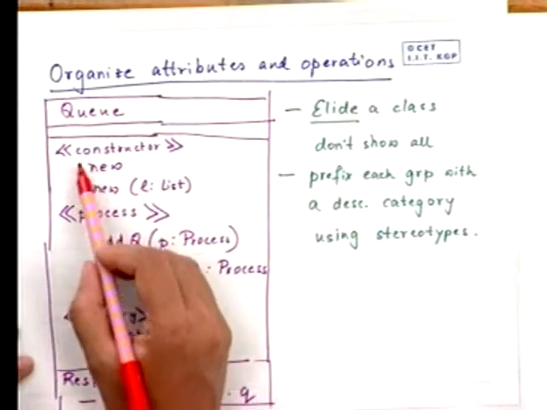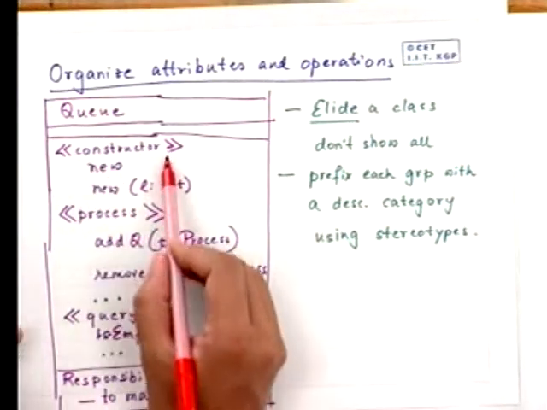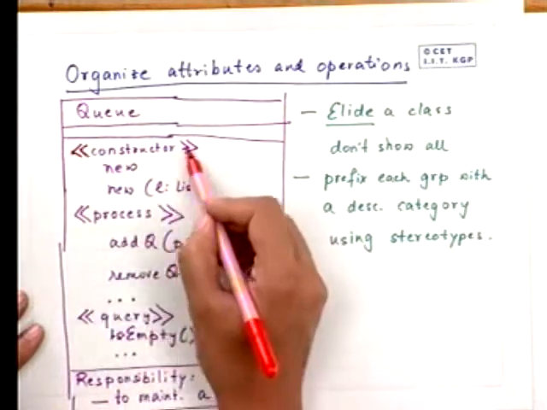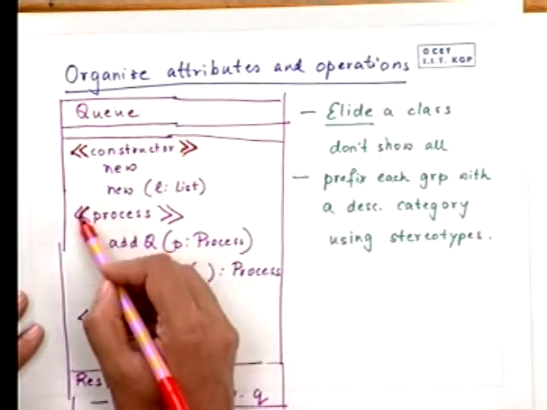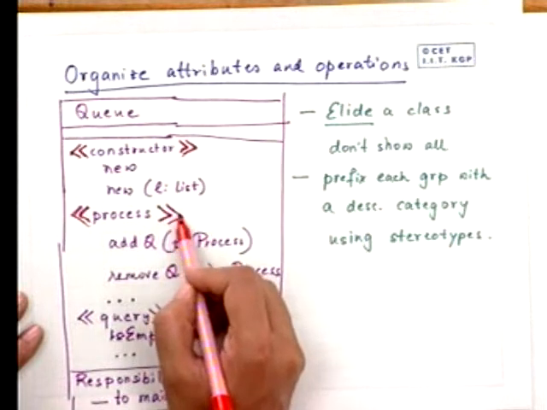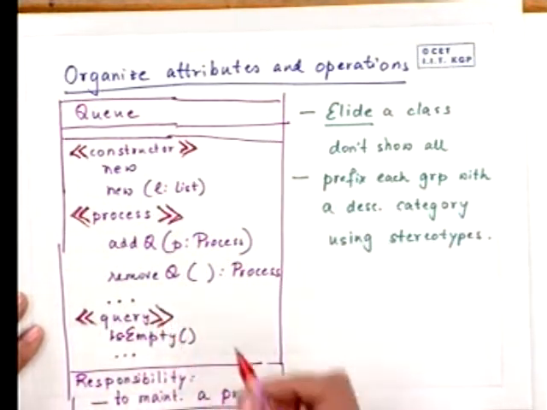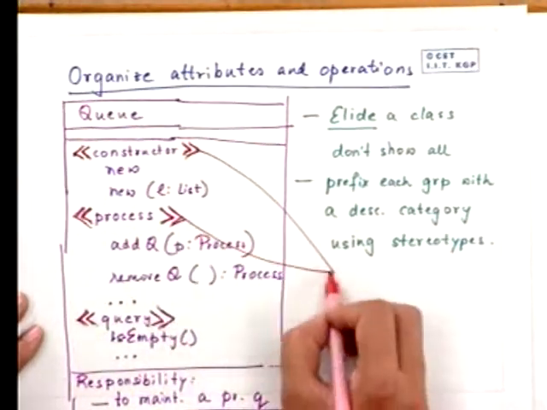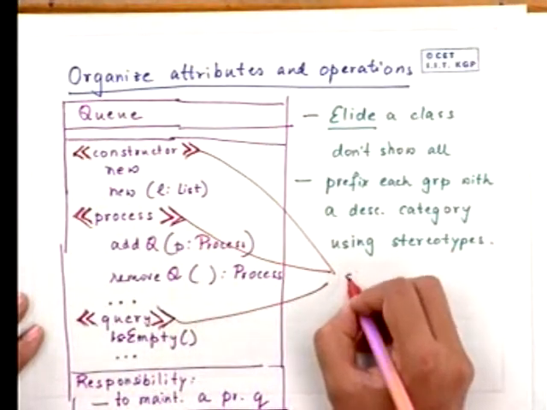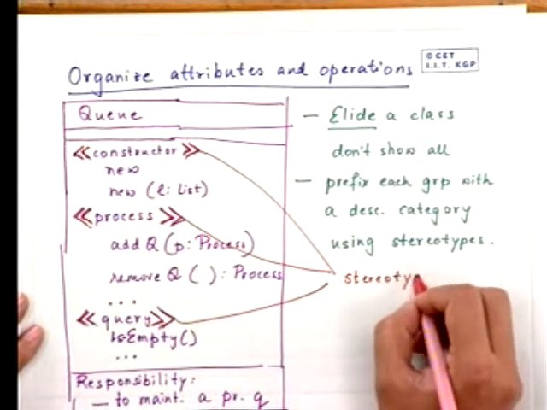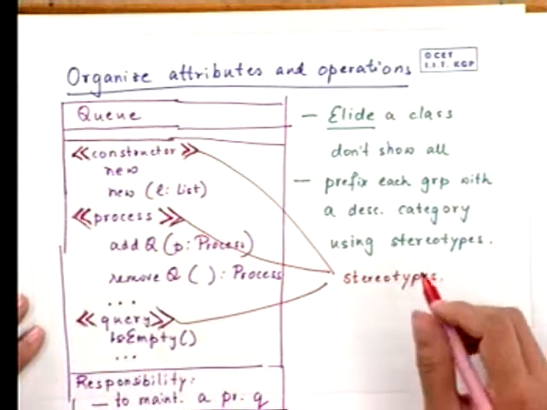When you look at this word constructor that we have written here, you see that the constructor is within this sort of symbol. Then we have process. We have given these names which are specific to this particular object. And these things are known as stereotypes. So we will see that stereotypes is part of the extension mechanism of UML.